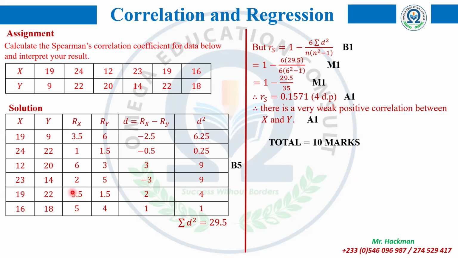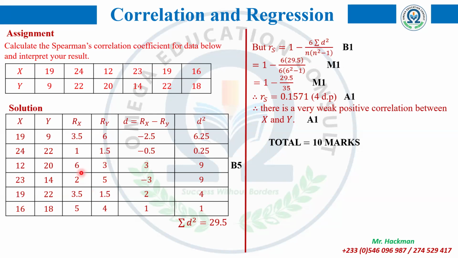So the next position automatically becomes the fifth position. So the fifth position will be occupied by the next biggest observation, which is what? 16, and that will be 5. Followed by the last one, which is what? 12. That will be 6. Okay, you come and do the same for the rank of y.